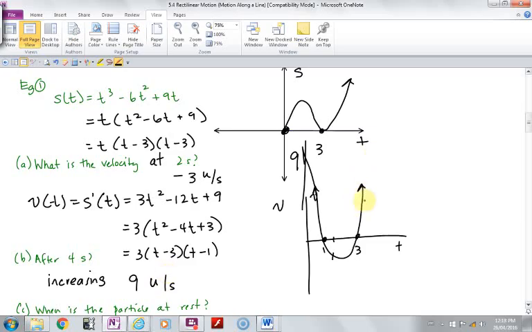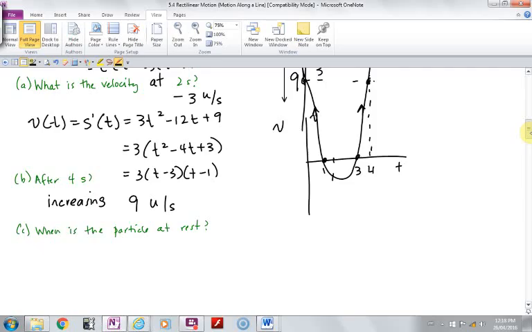Okay? So up here at 4 seconds, it's again at 9. And that should make sense anyways because of symmetry, right? So at 1 second it was 0, and at 0 seconds it's 9. So at 3 seconds it's 0, at 4 seconds it's going to be 9. It's going to be symmetric on either side, right, Sandrine?